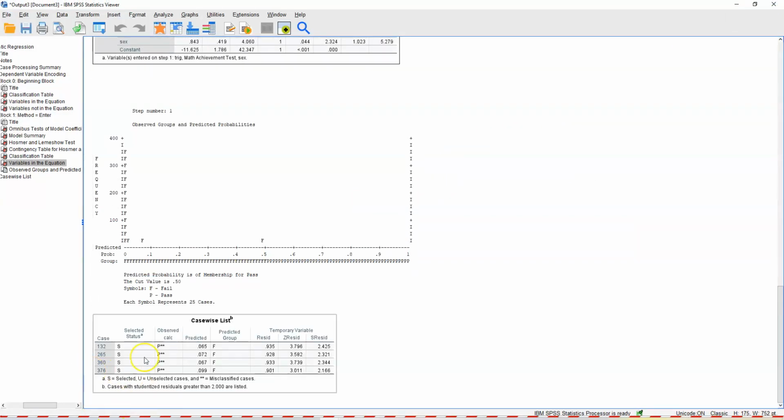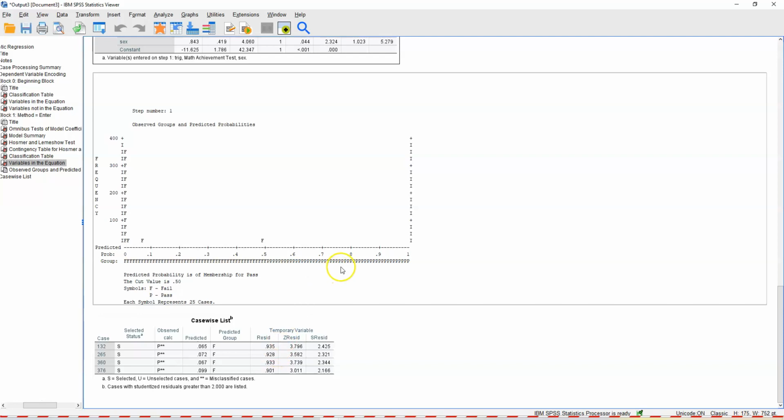Now, before I move forward, I told you that we have some information on case-wise dealing with outliers. If you look at these cases here, you can see that we have about 4 cases that we probably need to look at and make a decision whether to keep these or to take them out. And if you take them out, you'll need to run your analysis again. Okay.